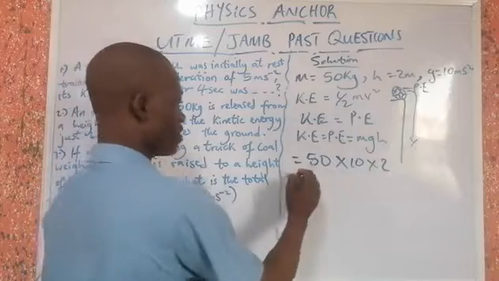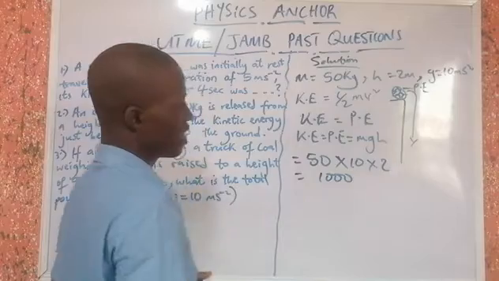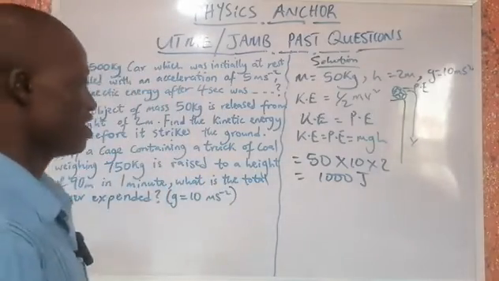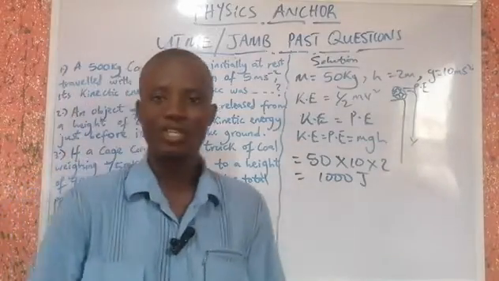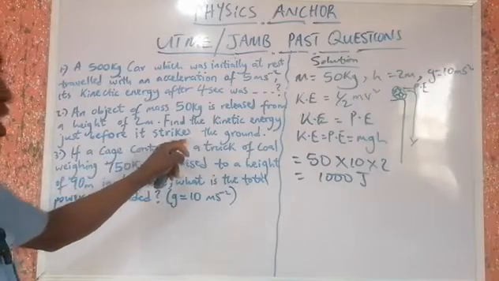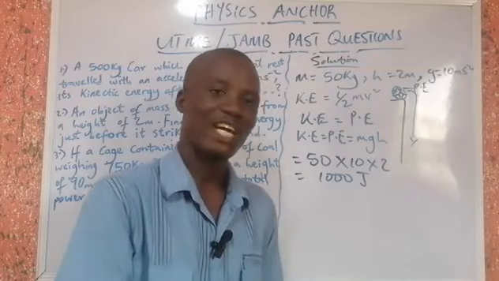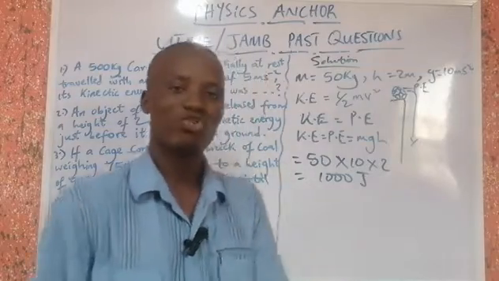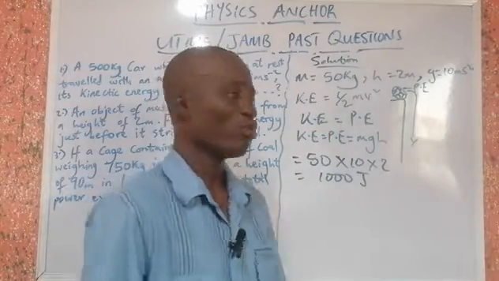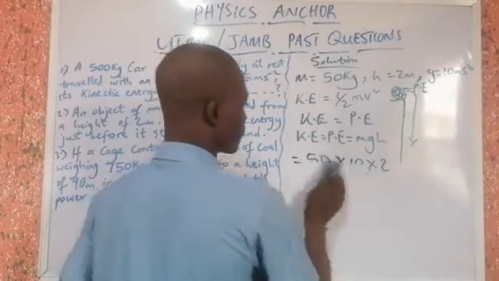So you can then multiply this through, and then you have 1000. So that will be 1000 joules. So that is the value for the kinetic energy just before it strikes the ground that they ask us. So in this case, you must know that the potential energy is the one that is actually transformed to the kinetic energy that the object uses in dropping down. So I hope you understand that. All right, let's move to number 3.